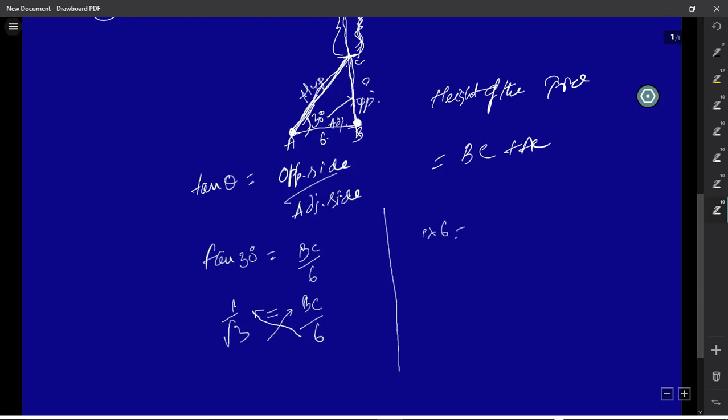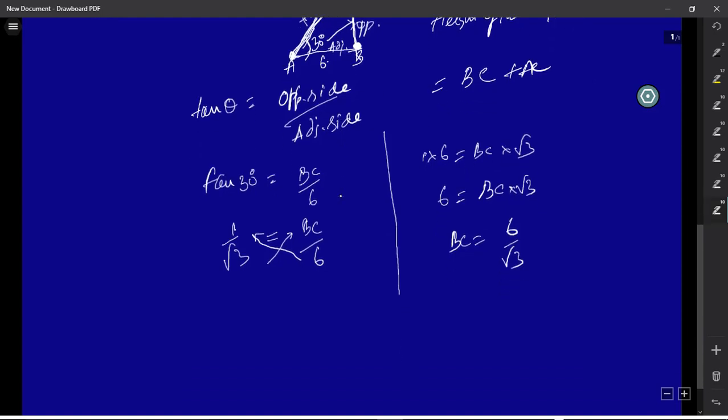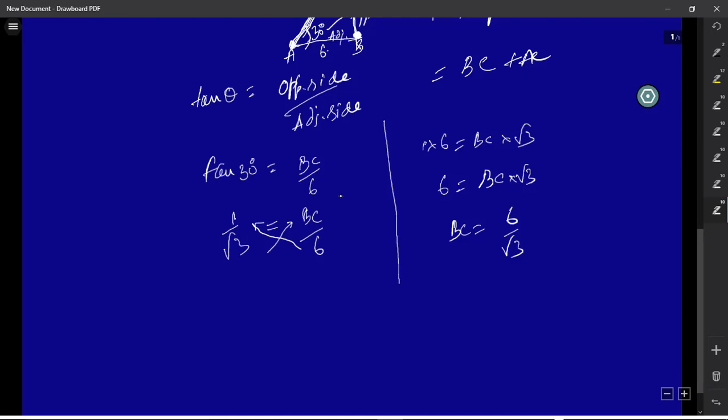So 1 into 6 is equal to BC into root 3. So 6 is equal to BC into root 3. BC obviously would be 6 by root 3. Root 3 is multiplying. If I take root 3 to the left hand side, it will divide. Now in the denominator we have root 3. I will just rationalize this so that we don't have a root in the denominator.